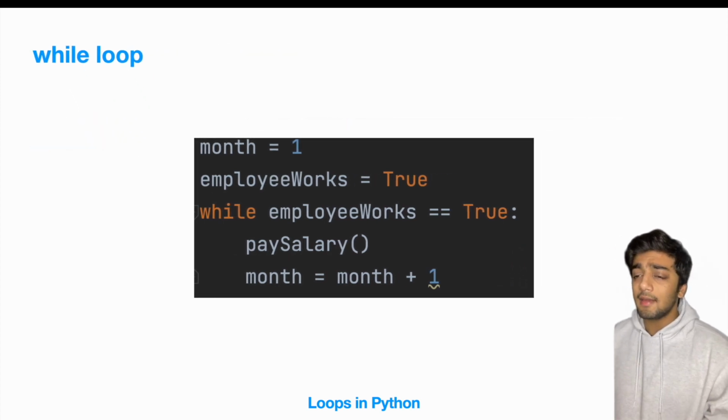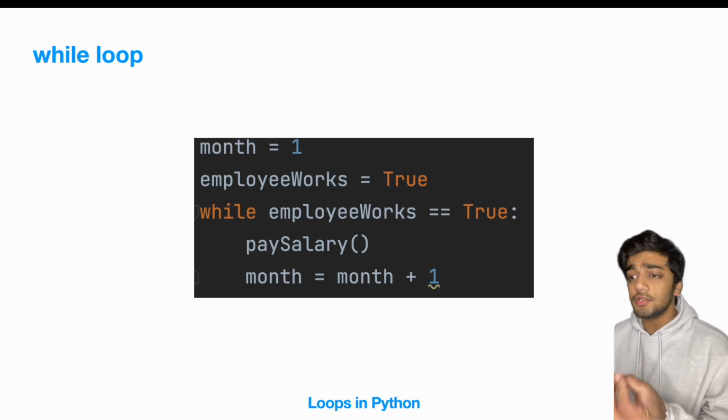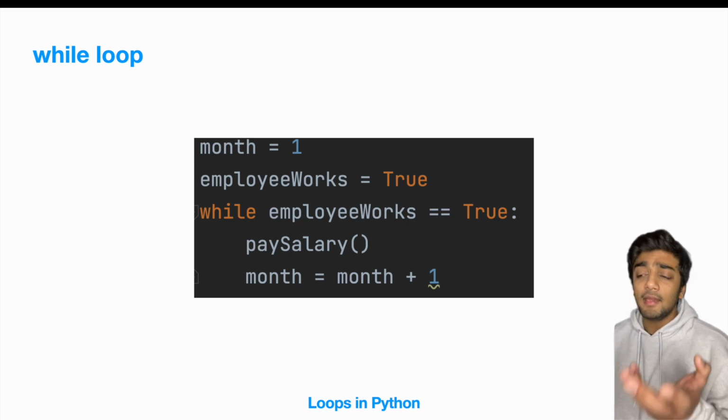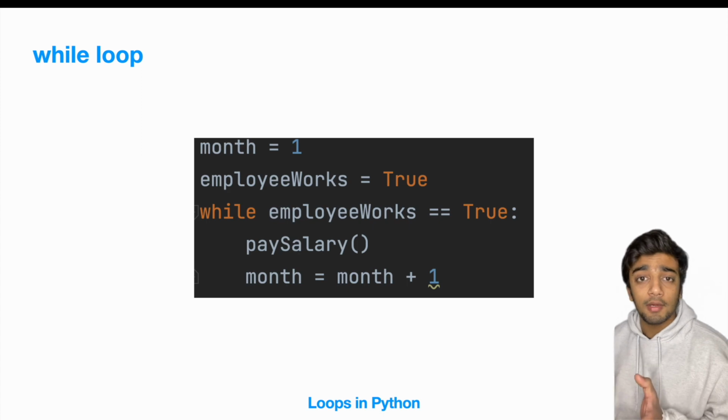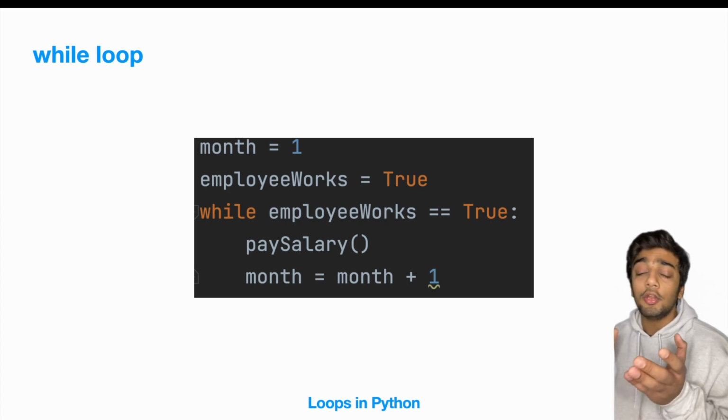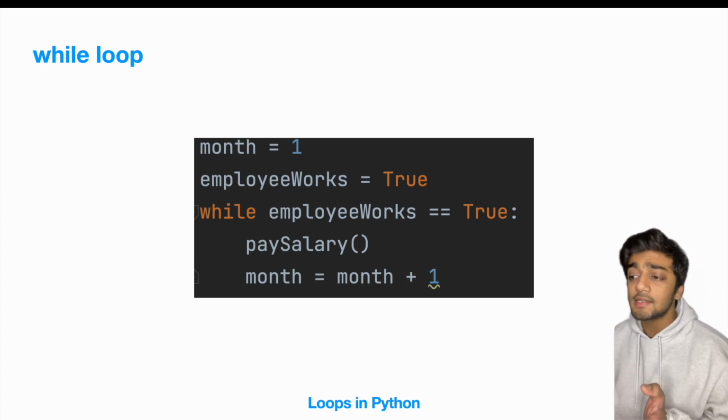So let's say we want to solve this problem, or write this function, using the while loop. What's going to happen here is you're going to have a variable called month, which you set to 1 because, well, the month should start from 1, that is January. Then you have your loop control variable, which is employee works, and we're going to set the value of employee works to true, right? So the initial value for the loop control variable employee works will be true, just as you see on the screen.